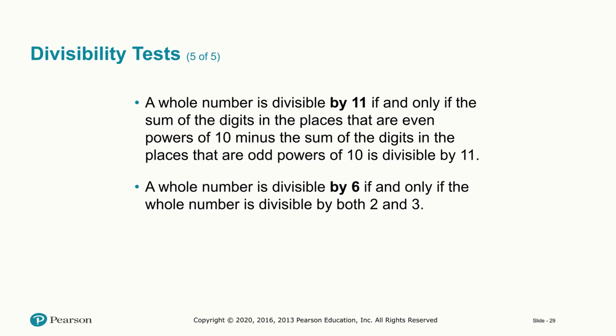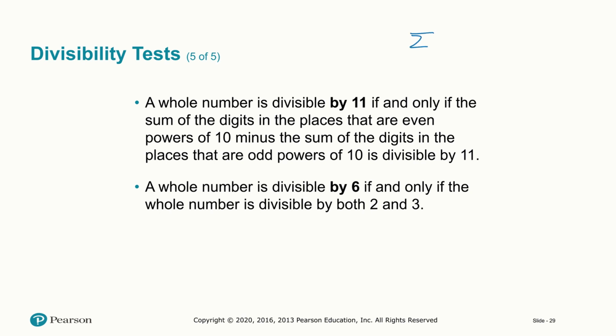All right, 2 more divisibility rules for us, and that's going to bring us to the end of the lesson. So divisibility by 11 is quite elaborate. Most people don't know this or use it, but it's good to know. A whole number is divisible by 11 if and only if the sum of the digits in the places that are even powers of 10 minus the sum of the digits in the places that are odd powers of 10 is divisible by 11.